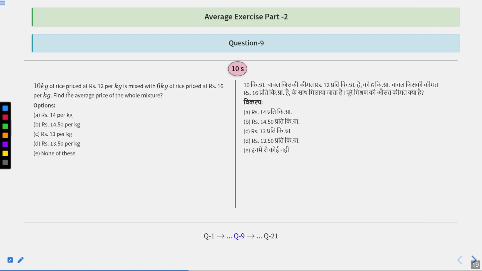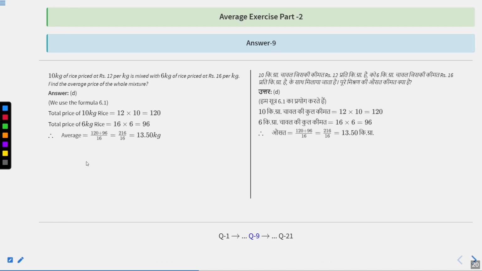10 kg of rice priced at 12 rupees per kg is mixed with 6 kg of rice priced at 16 rupees per kg. Find the average price of the whole mixture. You have 5 options and 10 seconds to analyze the question. Your time starts now. Now time's up. Let's see the solution.